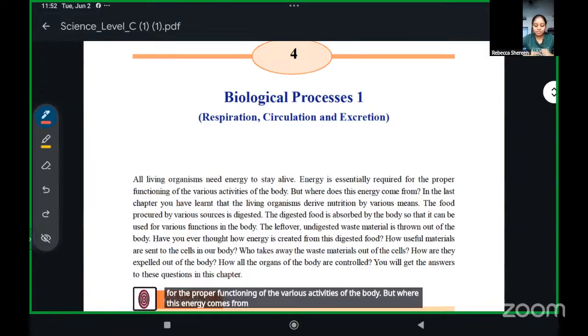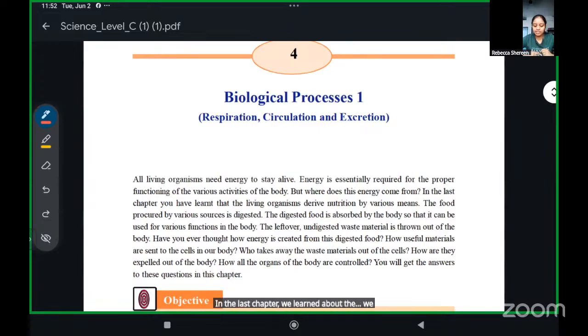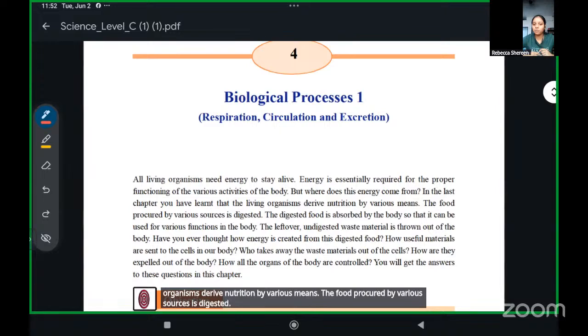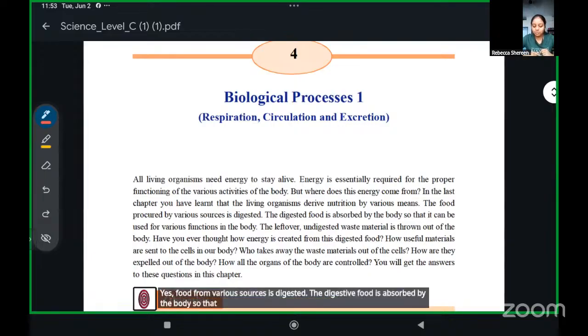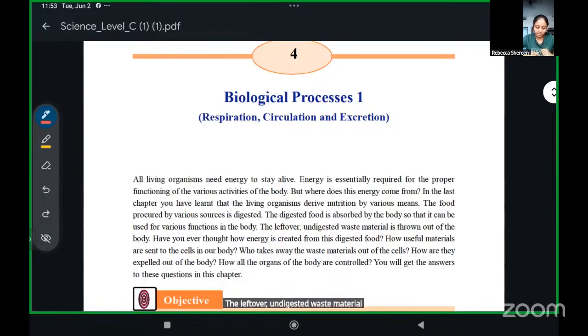In the last chapter, we learned that the living organisms derive nutrition by various means. The food procured by various sources is digested. Procure means to get, to attain. The digested food is absorbed by the body so that it can be used for various functions in the body. The leftover undigested waste material is thrown out of the body.